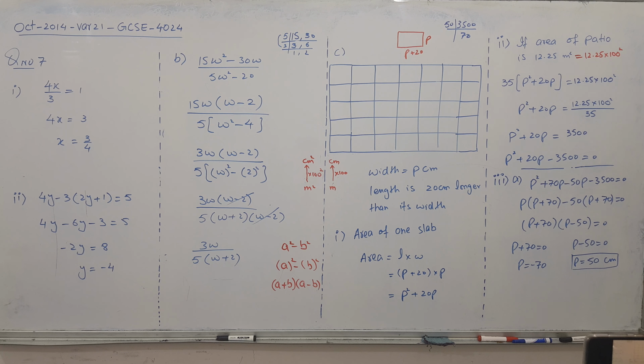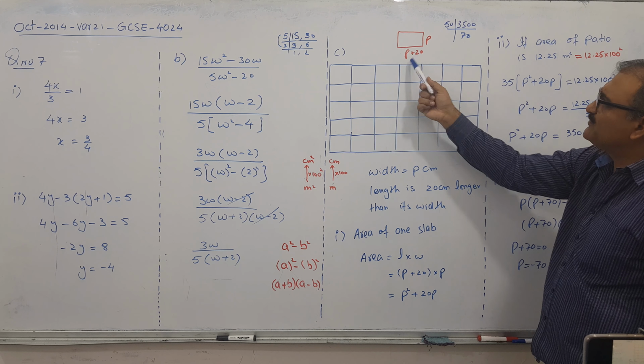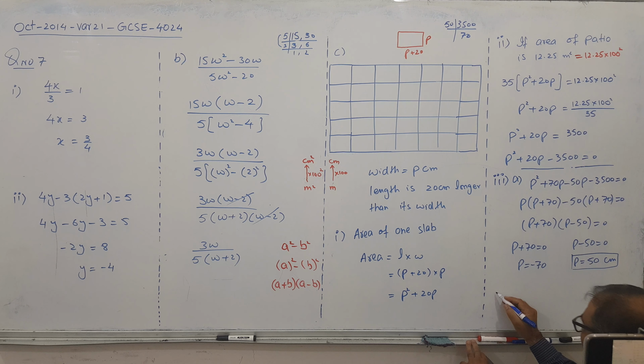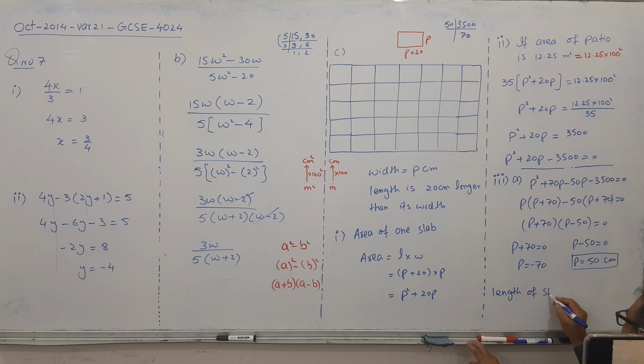And after this, we will go for the last part. He's asking, give me the length of each. So how to find the length? Length is not p. No, that's the width. Length is p plus 20. So what's the length? So length of slab, each slab, okay? It is 50 plus 20. Yeah, it gives you 70 centimeter. So that's it, and I think the idea is very clear.